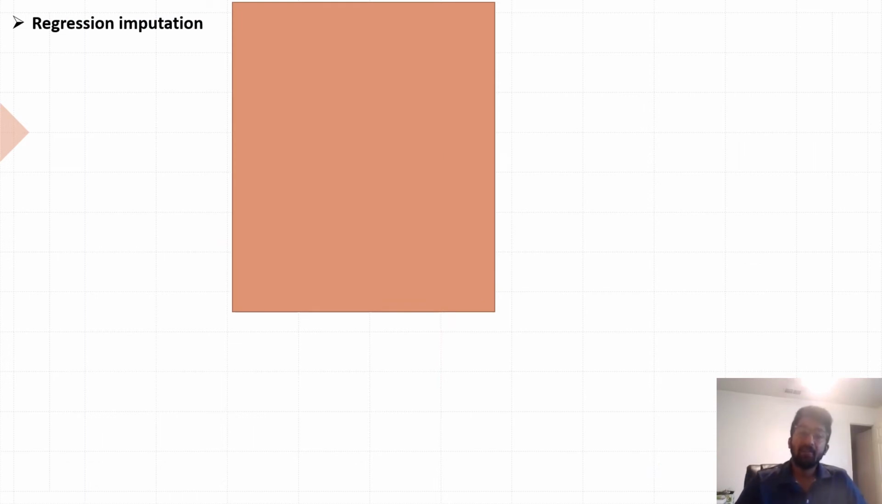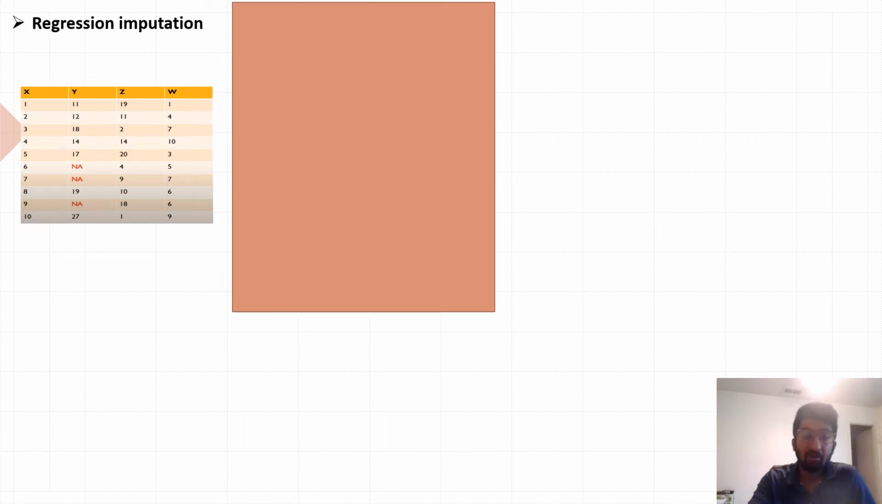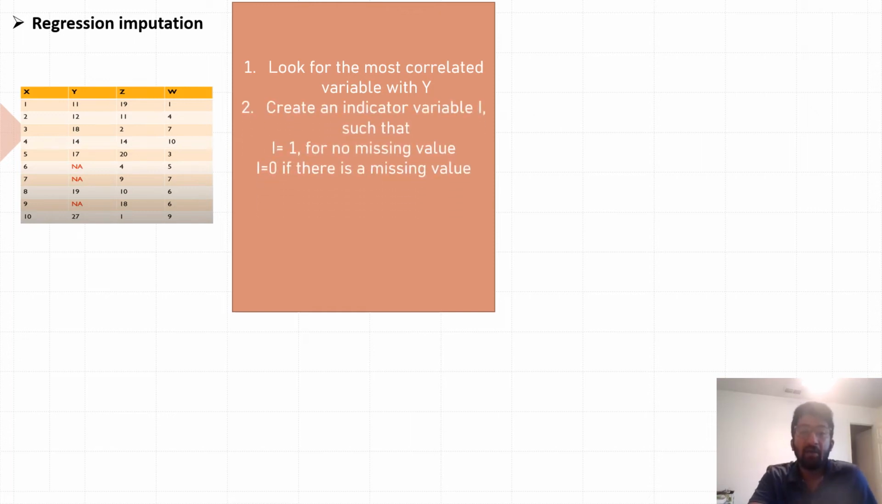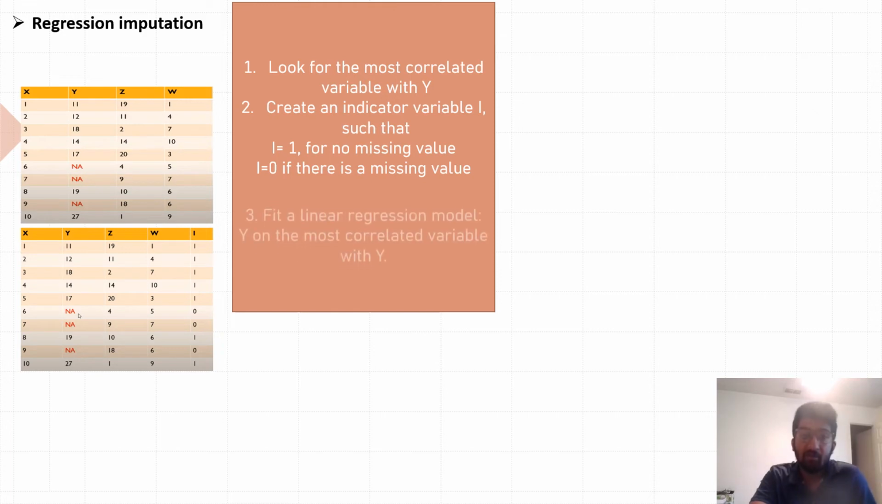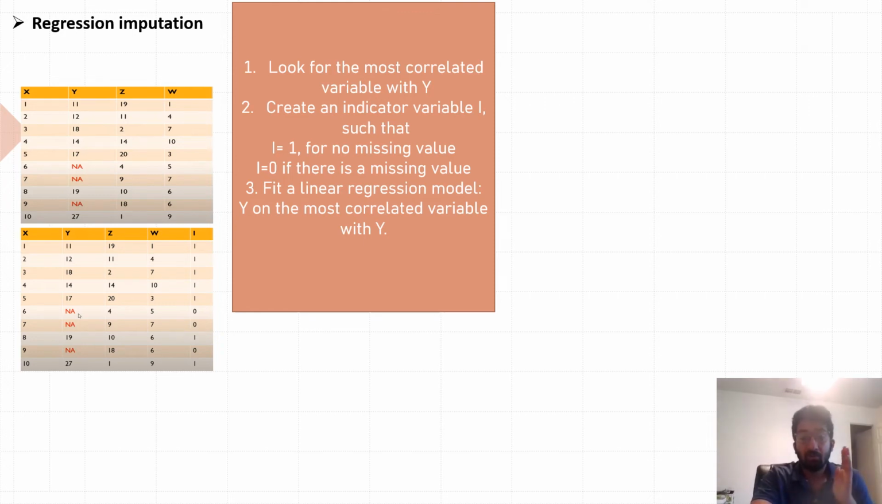We have another data imputation technique, regression imputation. This is one of the widely used data imputation techniques. In regression imputation, if we see the column Y, we have three missing values. In this kind of technique, we look for the variable most correlated with Y. We have X, Y, Z, and W. We see which column is most correlated with Y, and we create an indicator such that I equals 1 for no missing value and I equals 0 for a missing value. Then we fit a baseline between column Y and the one most correlated with Y, fit a linear regression model on that column, and replace the values where I equals 0, where there is a missing value. So basically we perform a linear regression for data imputation.